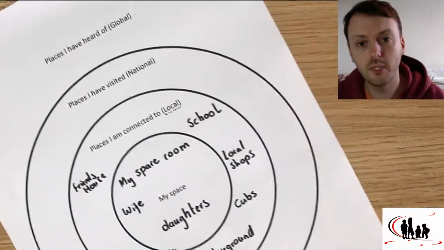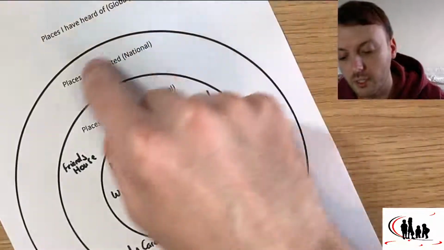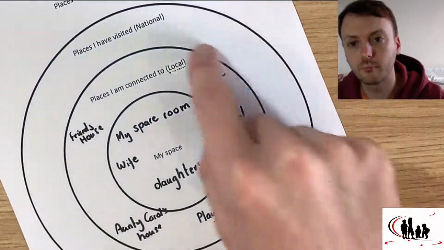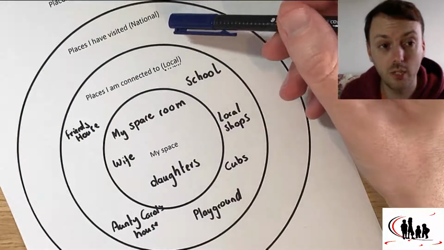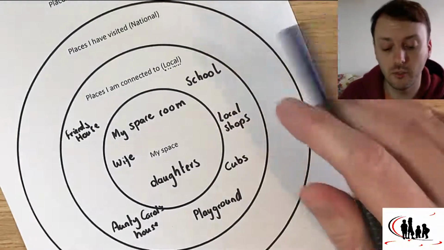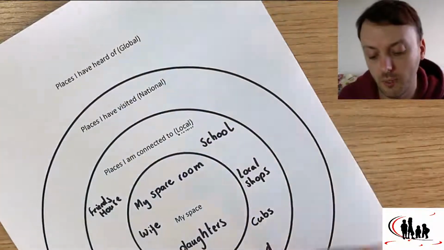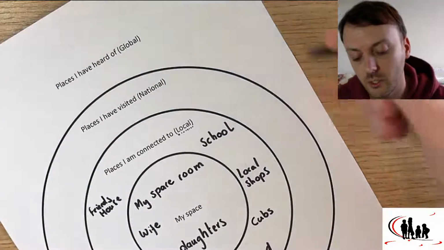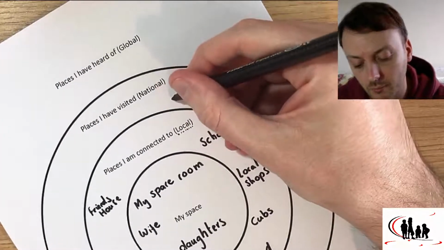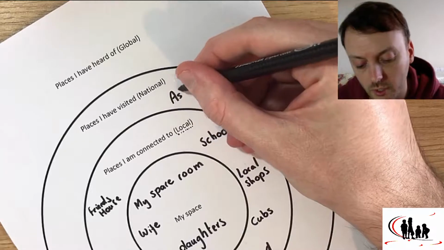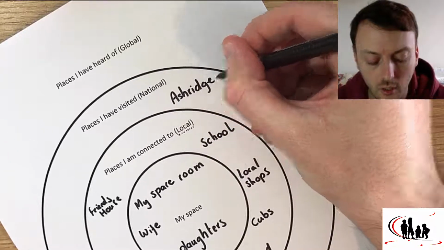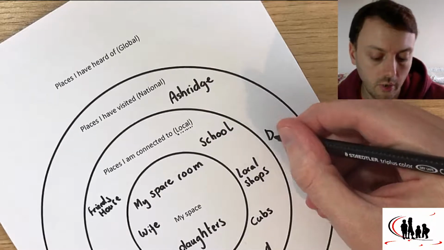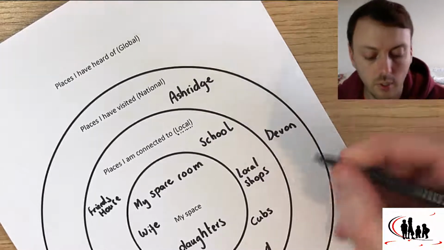Now we're going to move up to the next level, and the next things I'm going to write are going to go in this next ring. Okay? And this is going to be places that I've visited, national places. So anywhere in England that you have been to, places that are important and linked to you. I've been to Ashridge, not recently, unfortunately. I like going on holidays to Devon and Cornwall.